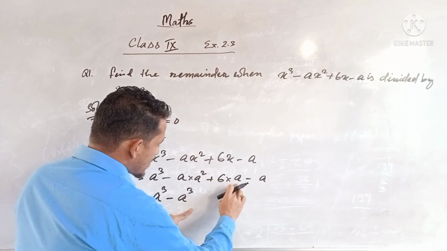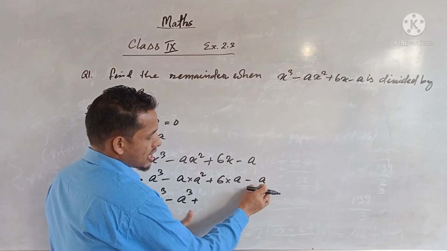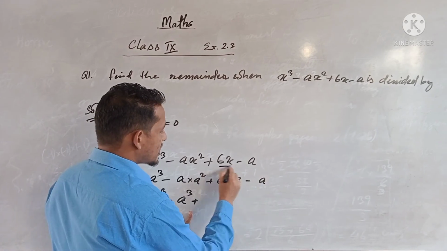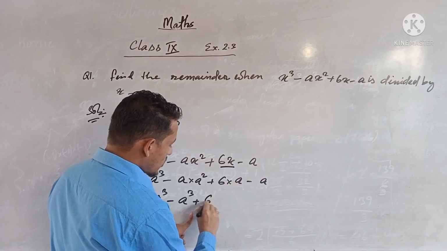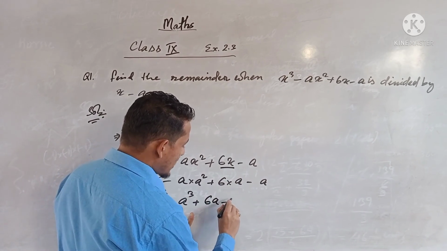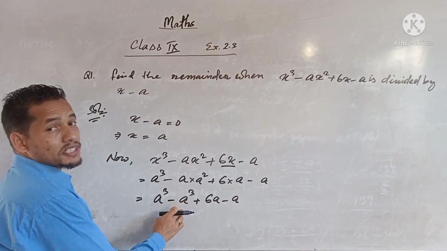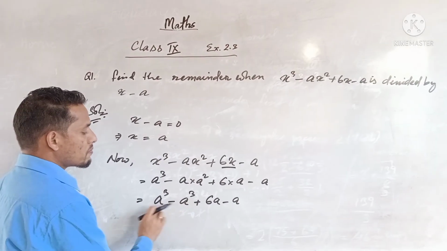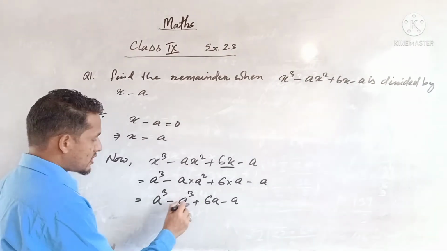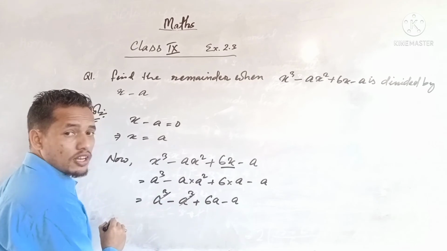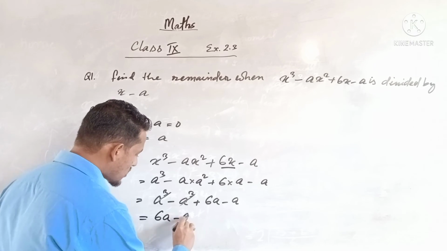Then this and this multiply, plus. See, sometimes you all make mistakes by subtracting these two. You cannot do that because this is one term. So these two have to come down: 6 into a, 6a minus a. Now, like the previous question, you can see these two values are the same. They are like terms, and one is plus, one is minus, so you can cancel. Then only 6a minus a remains.